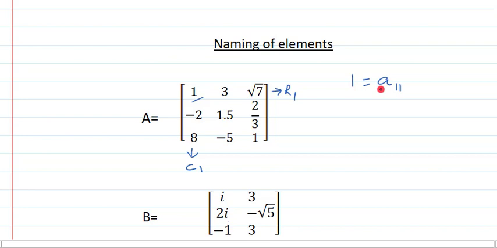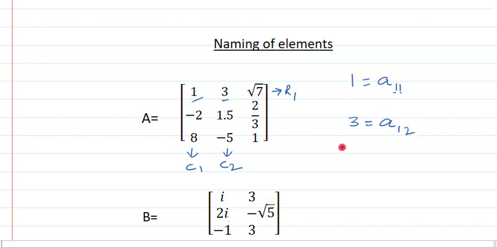a11, small letter a, and then writing the row and then the column. The first digit represents the row and the second digit represents the column. So element 1 can be named as element a11. Let us talk about element 3. This element 3 clearly lies in the first row and in the second column. So this 3 can be named as a12. 1 represents the row and 2 represents the column.